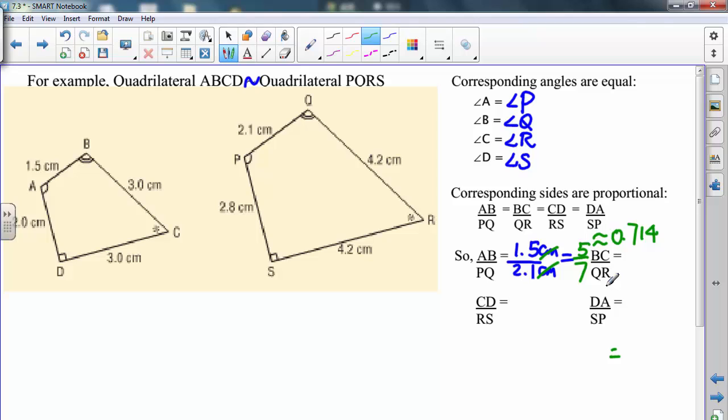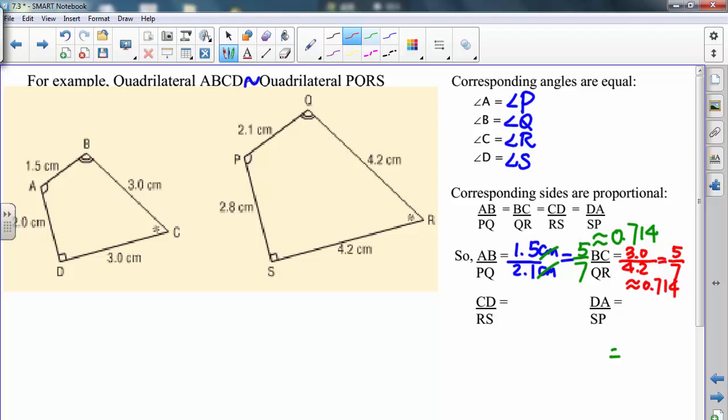Let's look at the second pair of corresponding sides. BC corresponds to QR. BC is 3.0 centimeters, and QR is 4.2 centimeters. Cancel the centimeters and reduce the fraction to the lowest term. I find that this one can also be reduced to 5/7. If you change this one to a decimal, it's also equal to 0.714. So these two ratios are proportional.